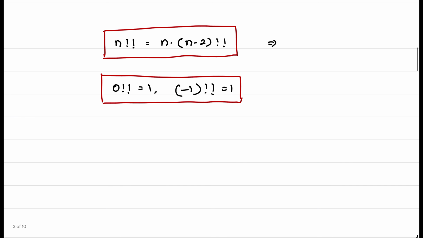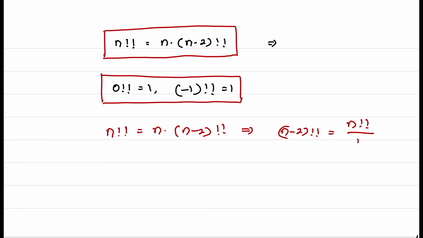As we have told, n double factorial is equal to n into n minus 2 double factorial. That implies n minus 2 double factorial is equal to n double factorial by n. This is also a very important deduction from the above definitions.